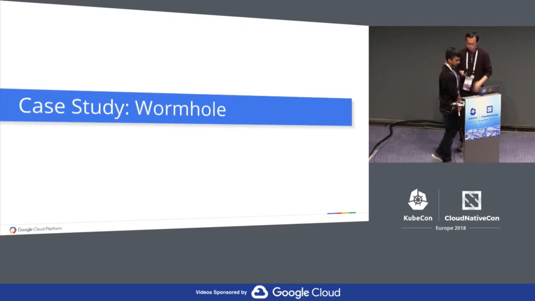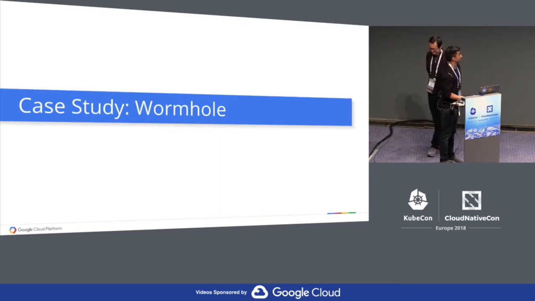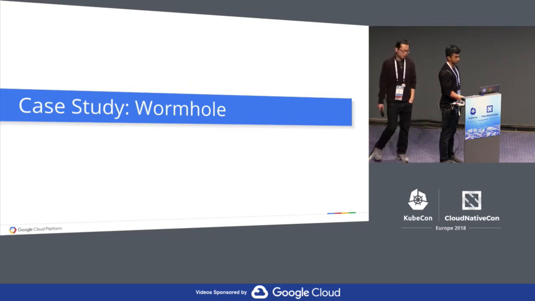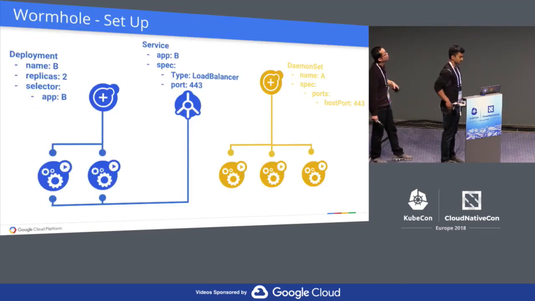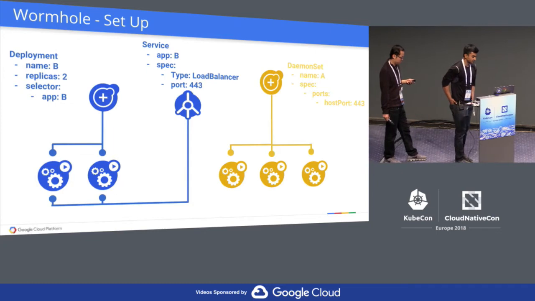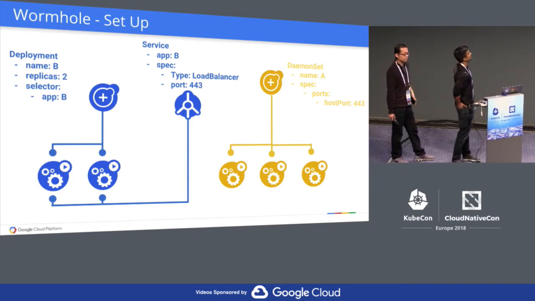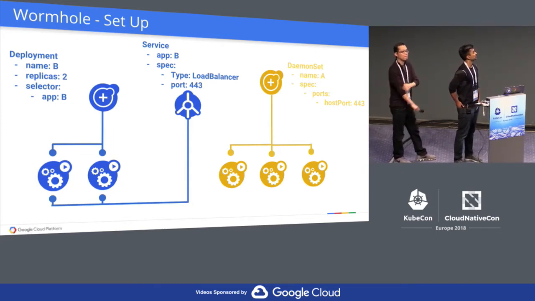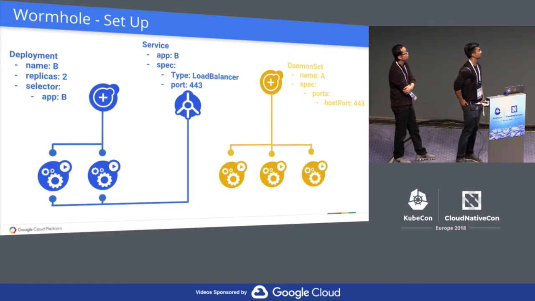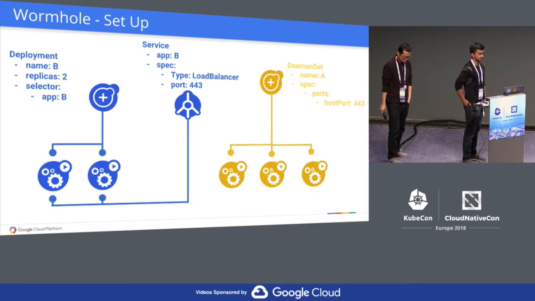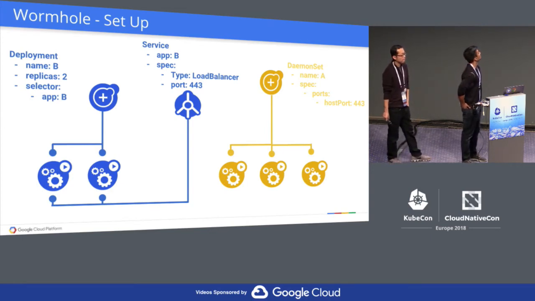Okay, so we talked a little bit about black holes. Now we'll get into a wormhole. The setup for this one: on the right in yellow, we have a daemon set called A, and that daemon set exposes host port 443. In the blue, we have a service of type LoadBalancer, also exposing port 443, fronting a deployment of 2 replicas, which we can call B.